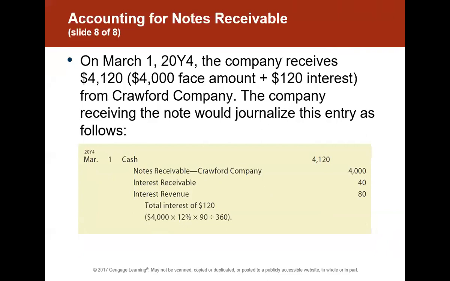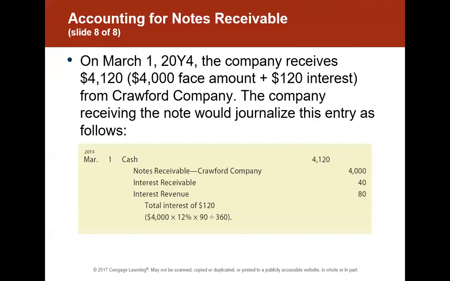And then when this actually gets received on March 1st, when the note matures, the company that owes us is going to pay us the full principal and the full interest. But we've already recognized some of the interest revenue, so our journal entry to receive the payment changes a little. We received cash, $4,120. That's the full interest, the 12%. We still credit their notes receivable for the face amount of $4,000. We credit interest receivable because they're now paying us the $40 we already recognized last year.